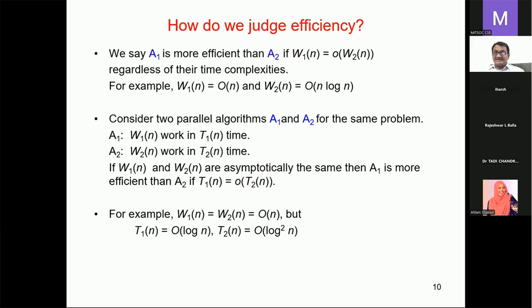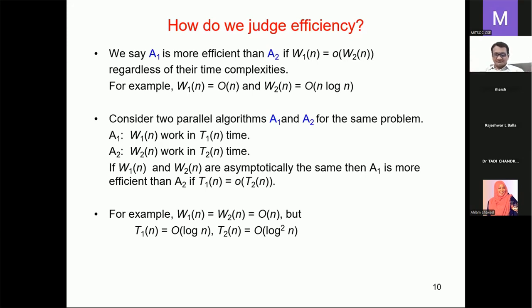Very good. Please read the condition. We say that A1 is more efficient than A2 if W1 of n, some complexity, is represented as a function of W2 of n. Okay, so functional. Very good. Is it clear? That's why I already made it clear that please be with me to understand this mathematically so that the next discussion would be more clear.